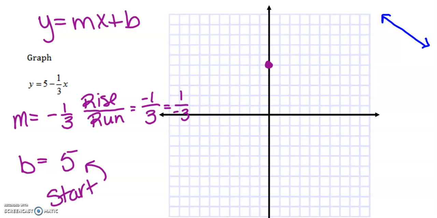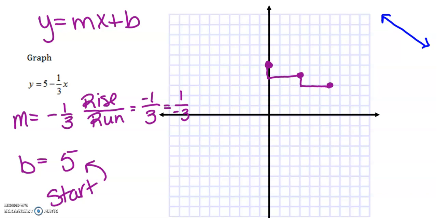So if I go down 1, that's what negative 1 tells me to rise, and positive 3, then I end up right here. So I'm going to sketch in a little stair step that I don't want to see in your graphs, but I'm going to show it in here. You actually wanted to go down 1, right 3. And now I'm going to do it again. Down 1, right 3. And that's where our next point goes.